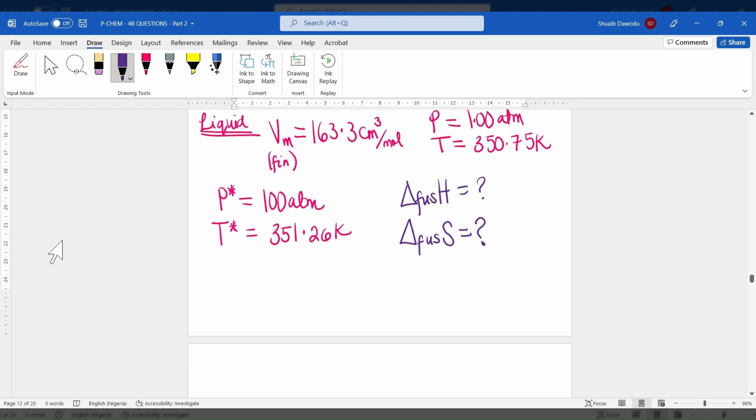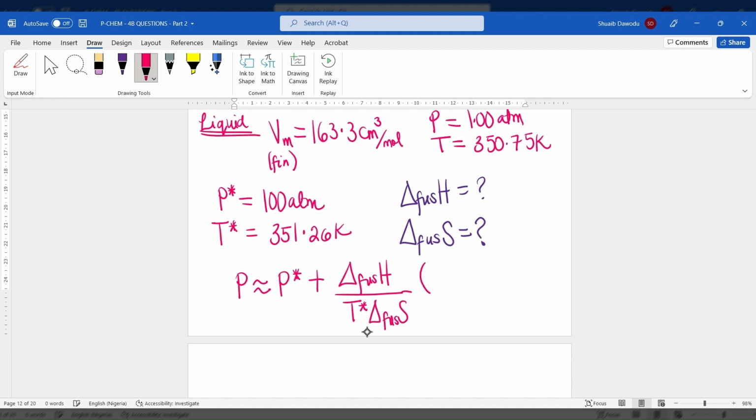The formula in this question is going to be P equal to P star plus the change in enthalpy of fusion divided by T star and the change in molar volume of fusion, all of this multiplied by T minus T star. This is the formula we're going to be using. I know we're getting to the more advanced part of physical chemistry, but this is the formula you're supposed to use.